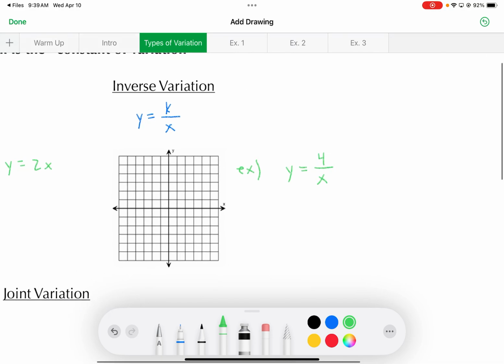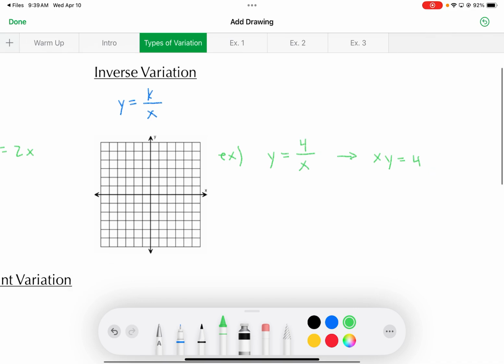Now, here's another way you can look at this, and I think it's really helpful for when you go to graph it. y equals 4 over x is the same as xy equals 4. x times y equals 4, right? So when I see it in that form, I know that the points that are going to be on this graph, their x and y coordinates have to multiply together to make a 4, okay? So let's do a quick little table of values and think about some possibilities on that.